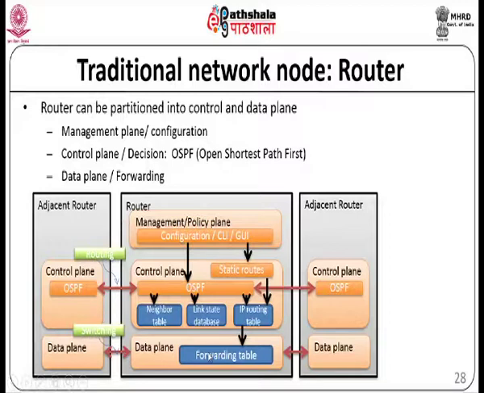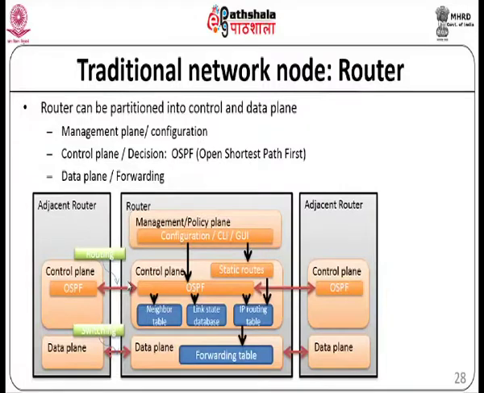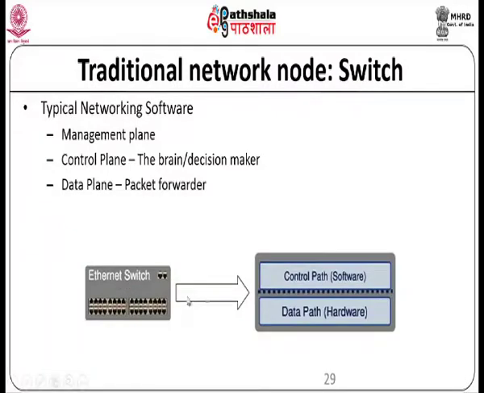So, this is how complicated the whole thing will be. You have this data plane, which has the forwarding table and so on, and then you have the control plane, which may be running OSPF, talking to neighboring routers, doing all kinds of things, and then the management policy plane, which will take care of the configuration information. Similarly, if you look at a traditional network node, we looked at a router, now we are looking at a simple layer 2 switch. A layer 2 switch, for instance, will probably have a data path, hardware, and a control path, software.